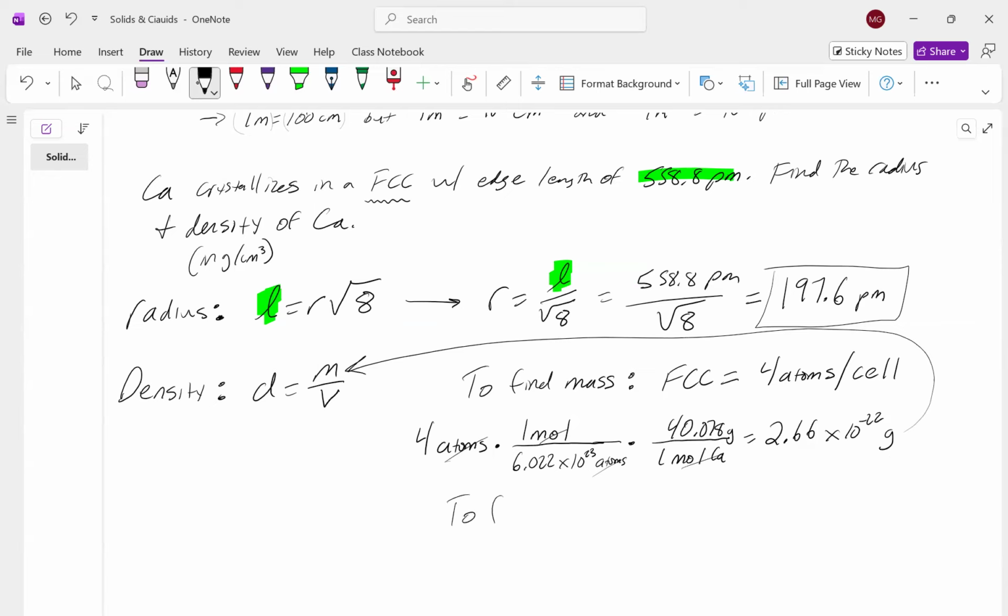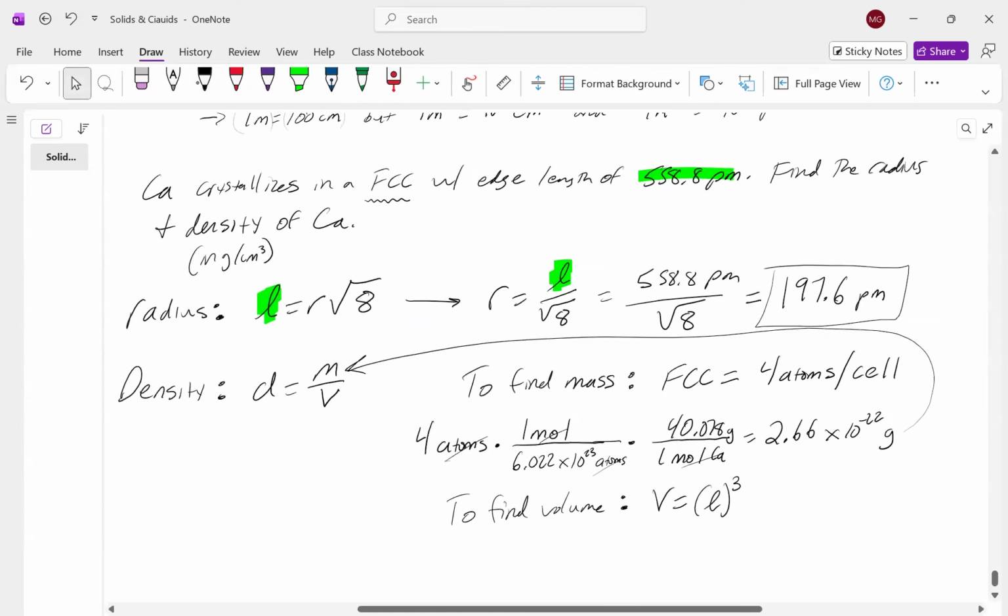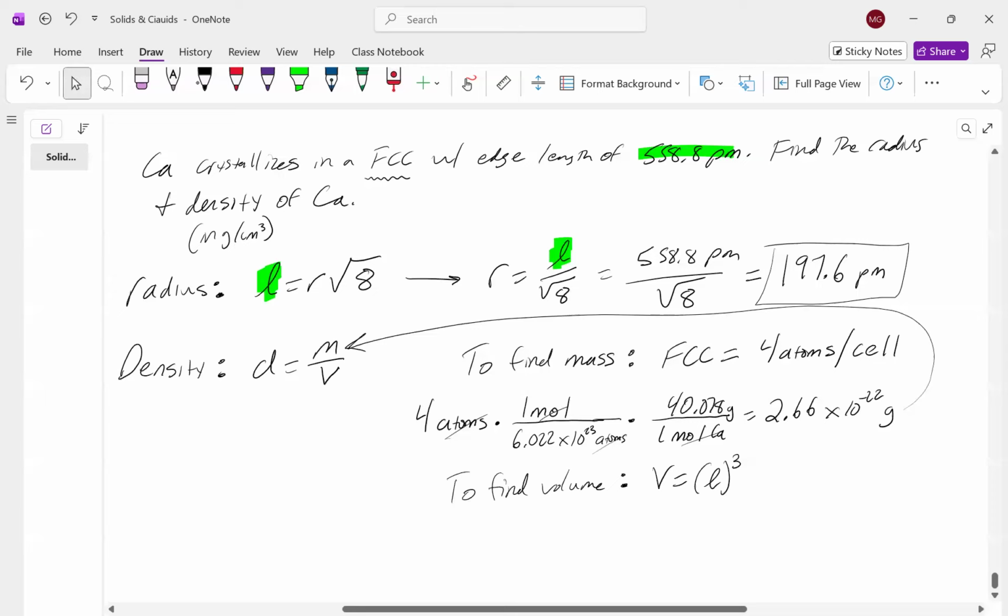Now, how do I find volume? Remember, all I'm dealing with is just a simple cube. So I'm going to use the formula for a cube to find the volume. V equals the length of an edge cubed. Okay, well, I have an edge length already. And what I'm going to do first is put that into centimeters. Why do I want centimeters? Because my answer needs to be in cubic centimeters.